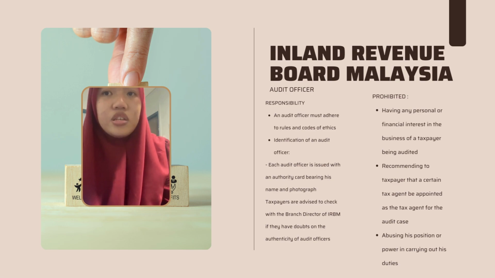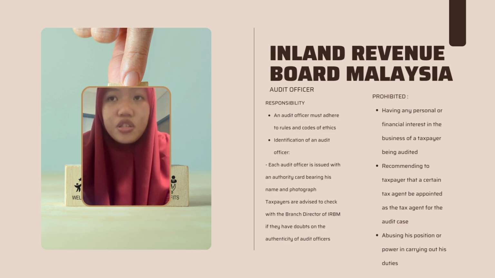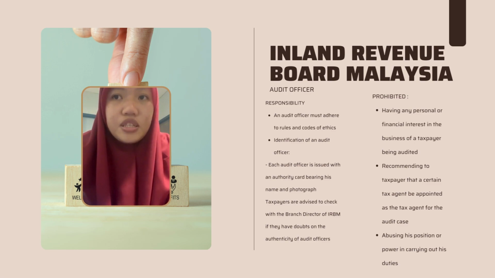Taxpayers are advised to check with the branch director of IRBM if they have doubts on the authenticity of an audit officer. The audit officer is prohibited from, first, having any personal or financial interest in the business of a taxpayer being audited. Second, recommending to the taxpayer that a certain tax agent be appointed as the tax agent for the audit case. And third, abusing his position or power in carrying out his duties.